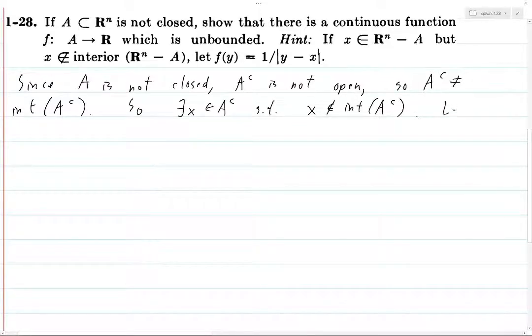Just reminding myself how this proof goes. Let f be a function defined by f of y equals 1 over the norm of y minus x, like we have stated in this problem. So f is a function that maps from A to R, and it indeed is mapped from A because if you choose any point y in A, then y is not in A complement, so y cannot be equal to x. So the distance between y and x, which is the absolute value of y minus x, must be strictly greater than 0. And so the denominator here is never 0.